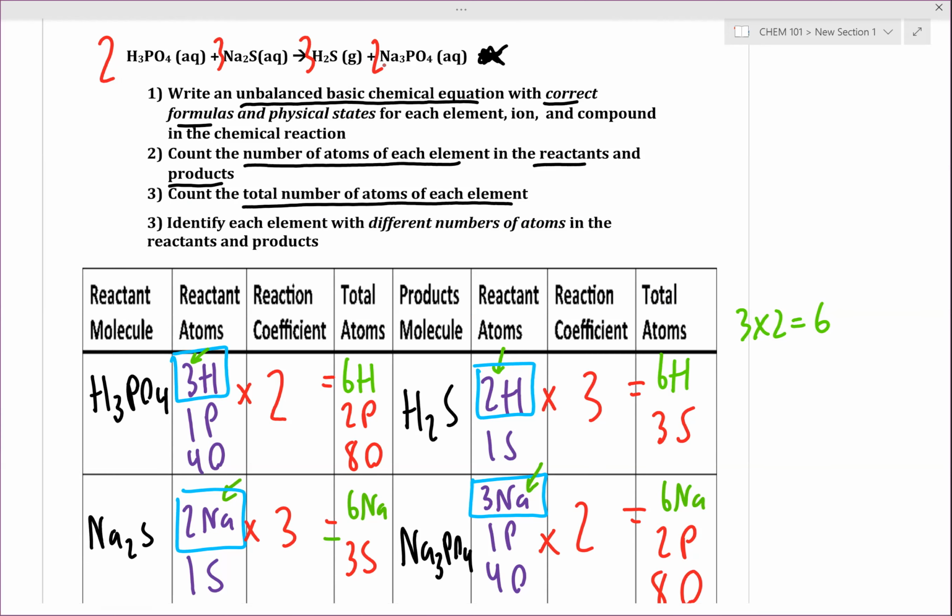Does that make sense? Even if you don't want to draw this exact table, you can use this logical thought process when you're counting atoms to balance your own equation. Does that make sense? Okay. Whatever method you're comfortable with.